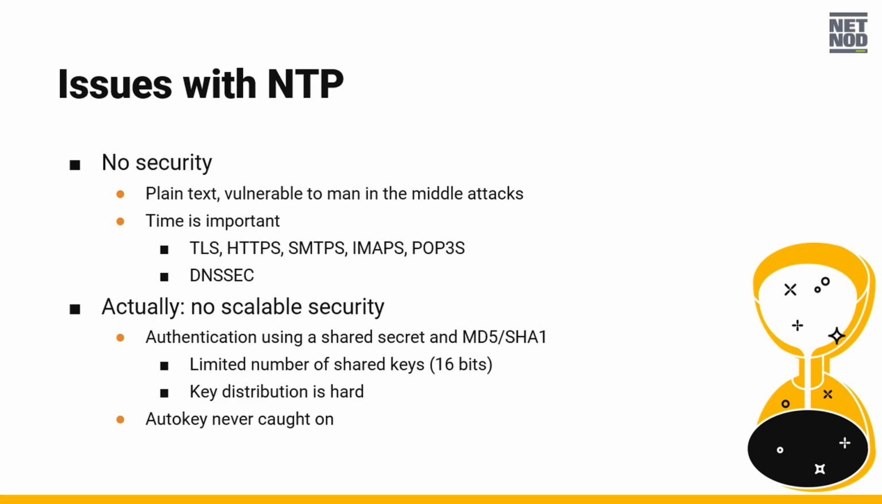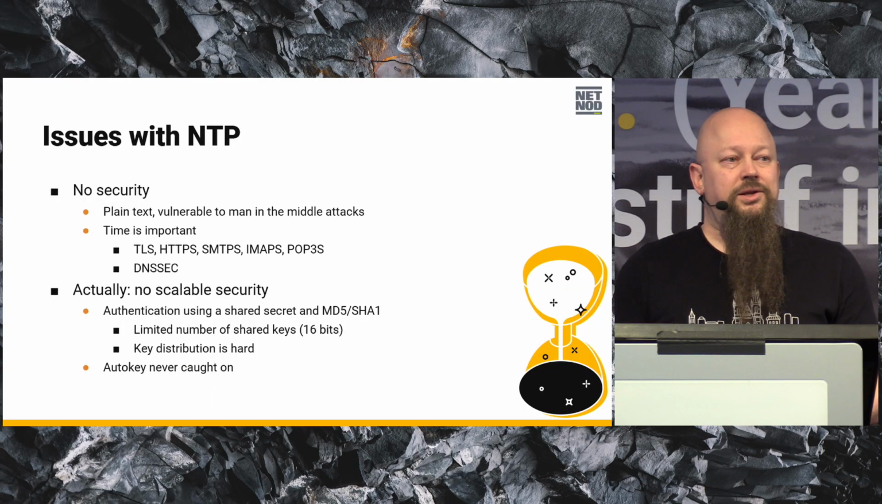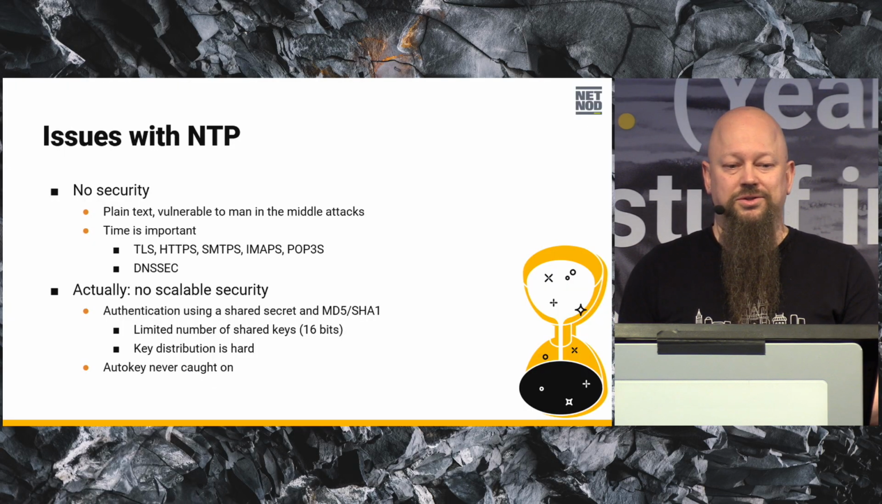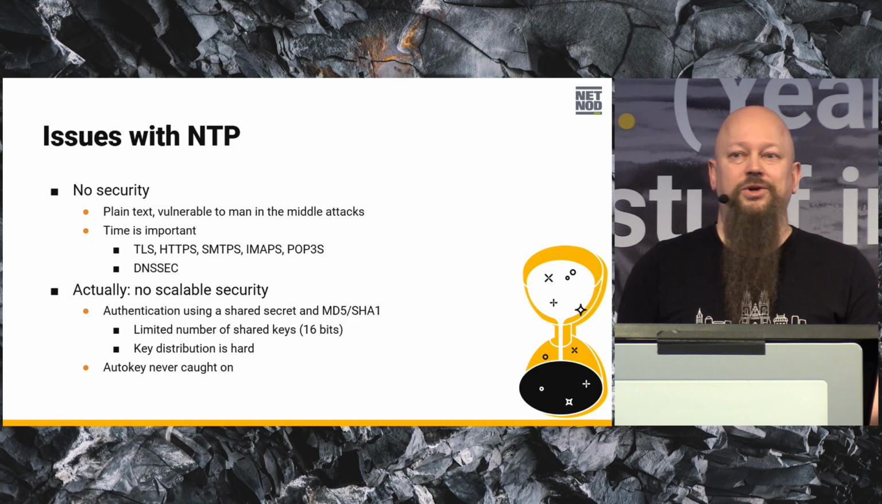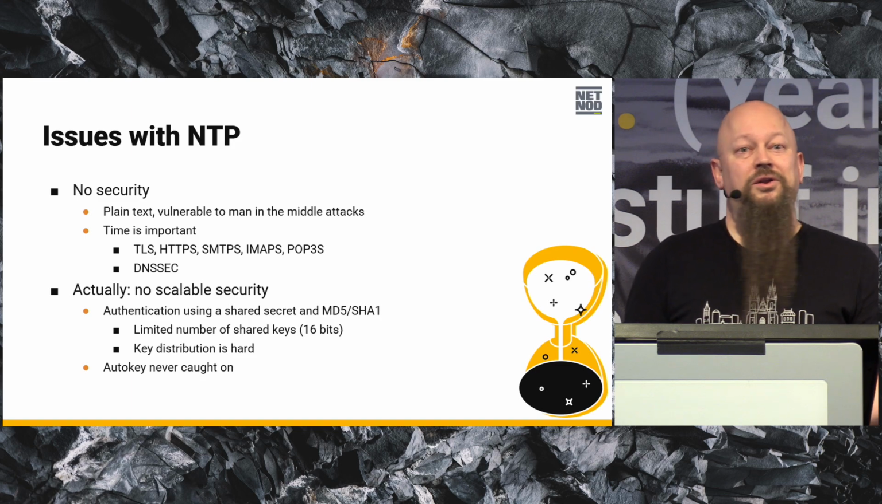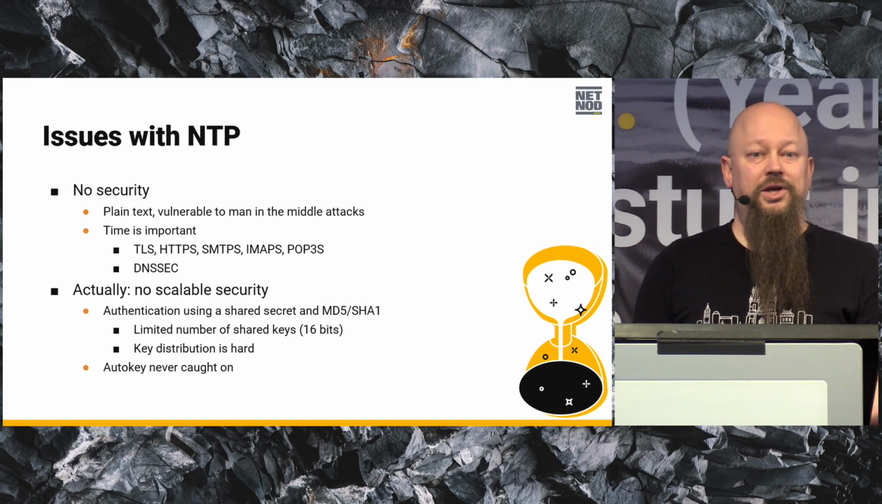If somebody owns the router you connect through, they can modify the packets and they can make you believe that the time is different from what it actually is. And that's not really good because time is important. Lots of security sensitive protocols, TLS, they need time to be able to validate certificates. And TLS is used for HTTPS, the web protocol. It's used for SMTPS. Almost most protocols you find on the internet today, they are based on TLS.